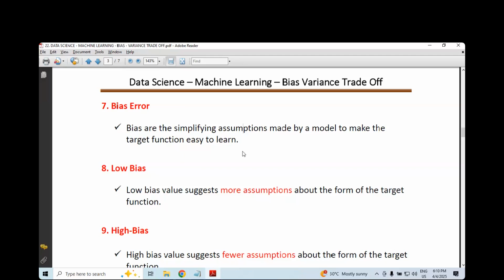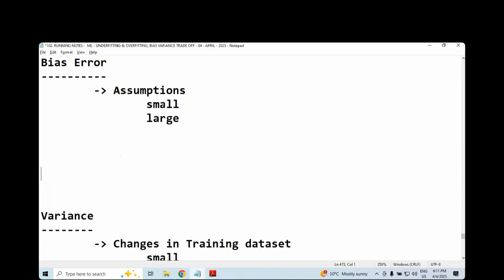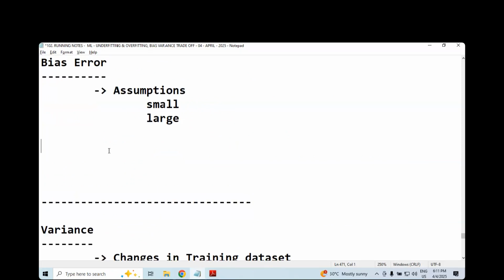There are more assumptions and less assumptions. Come on, one more time: more assumptions, next one, less assumptions. Low bias means more assumptions, sir. What do you mean by low bias? Actually, small error. Are you getting it, everyone? Now let me give you one live example. You will get an idea. One good example I will give.